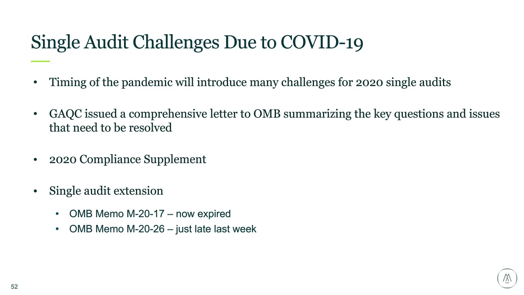Again, the memo retracts the original 6-month audit extension that was in the original memo that was provided for June 30th, 2020 year ends. GAQC has confirmed with OMB personnel that even though you have to read the memo several times to understand this, it is OMB's intent to retract the 6-month submission, and that it is now a 3-month extension under the new memo.